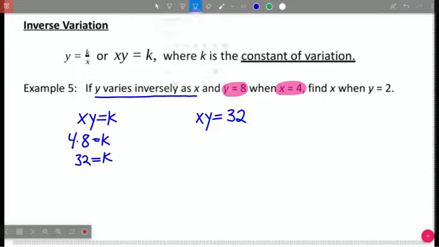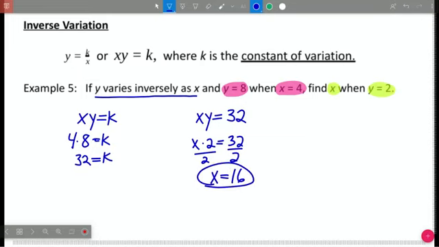As we go to solve this, we know that y is 2 and we're trying to find x, so we can just input 2 for y and solve for x. In this case, we come up with 16.